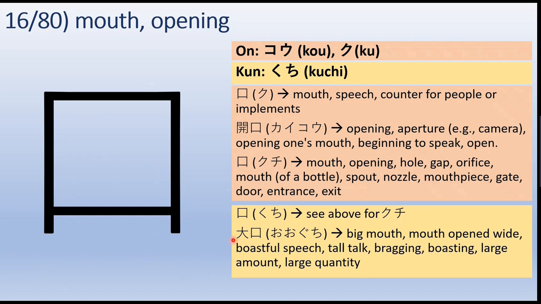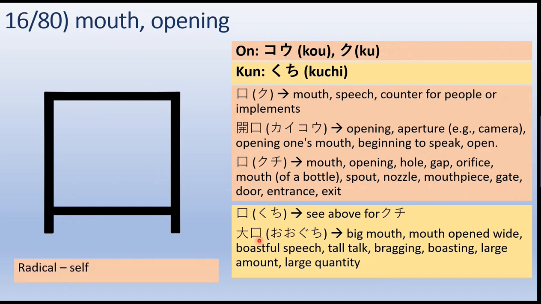So here you can see this character we already studied. This is for big, which is O, and this is kuchi. So this means a big mouth or a big opening. So mouth open wide, boastful speech, tall talk, bragging, boasting, large amount and large quantity. All these may be represented using this O kuchi.